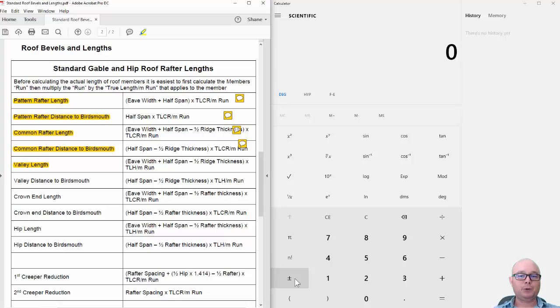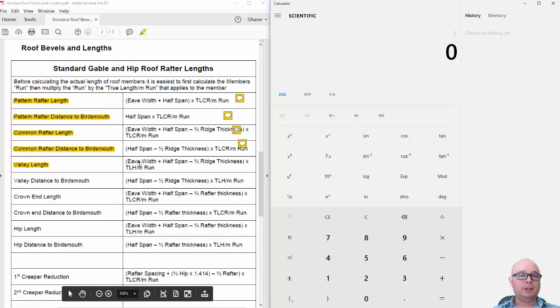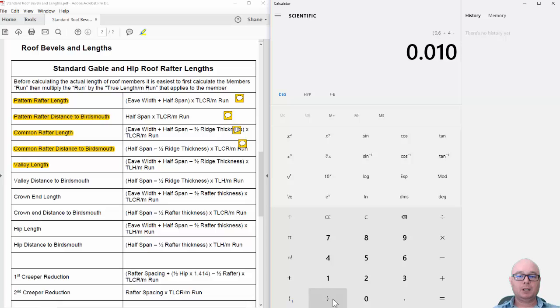Again, we start with the brackets. The eave width is 600 millimetres, so 0.600 in metres. We add the half span, which was 4 metres, and we subtract the ridge thickness, which is 10 millimetres, and in metres that is 0.010. Close the bracket, so our run for the valley length is 4.590, and we multiply that by our true length of hip per metre run, which was 1.527.